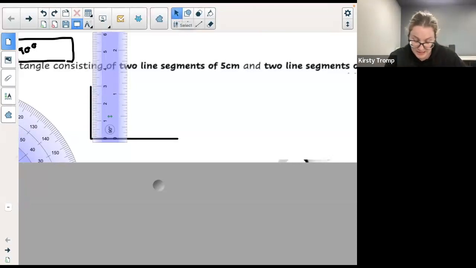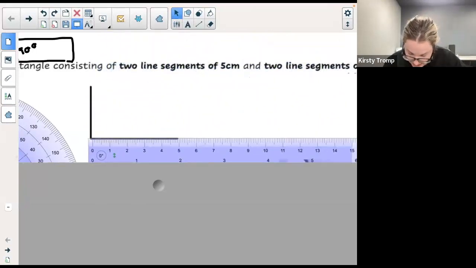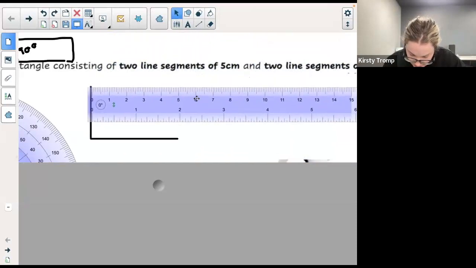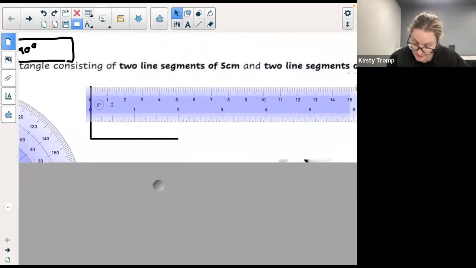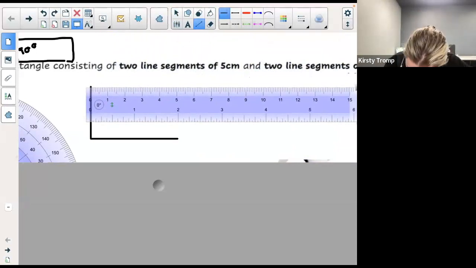Now I'm going to take my ruler. I'm going to make him into a straight line again. I'm going to move him. All right. And I'm going to draw my next line, which is from 0 all the way to 5 centimeters.